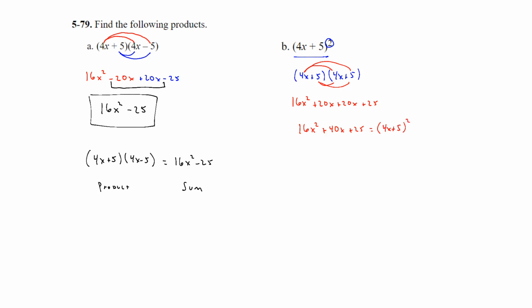So be careful on that one because it doesn't show the binomial times the binomial. You've got to expand that out to see that. And just a quick reminder, if you are using the generic rectangle, you would have a 4x, a positive 5, a 4x, and a positive 5. And then you do the same thing. You're going to get 16x squared, 20x, 20x, and 25, and then you combine your like terms.